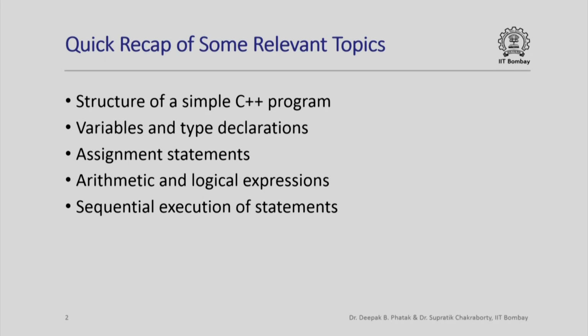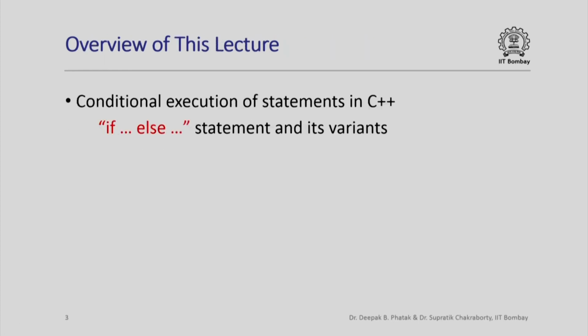We have seen the structure of a simple C++ program. Within that, we have seen how variables and types are declared. We have seen how assignment statements are written and how arithmetic and logical expressions are used in assignment statements. And we have also discussed how statements are executed sequentially in a C++ program.